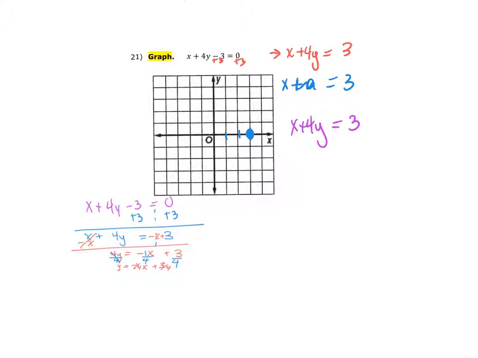When I plug 0 in for x, I get 0 plus 4y equals 3. Yes, I'm going to have a fraction. y is equal to 3/4. That just simply means that 3/4 is between 0 and 1 on the y-axis. So if this is 0 and this is 1, 3/4 is going to be right there. Now I have 2 points, and I simply just connect the dots.